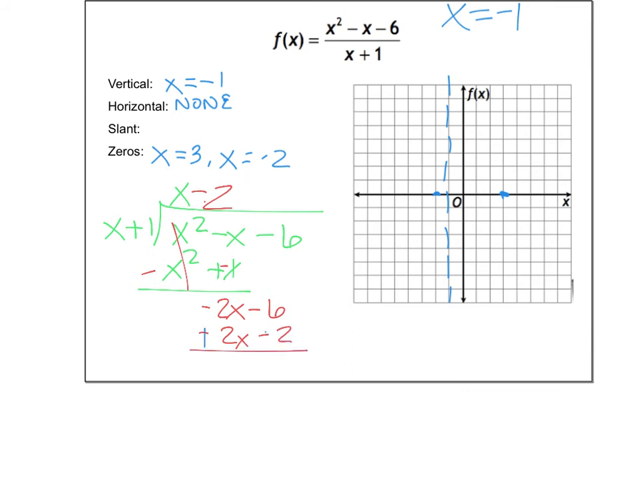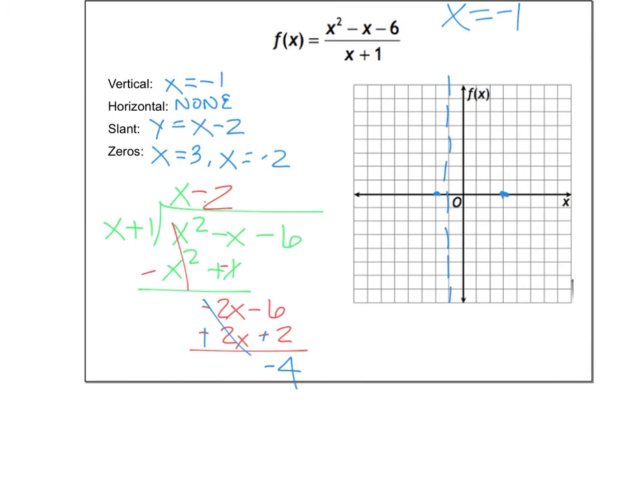Again, I want to switch those signs, cancel. Negative 6 plus 2 will give me a negative 4. We have a remainder, but again, that doesn't matter to us with what we're doing. So my slant asymptote is y equals x minus 2.